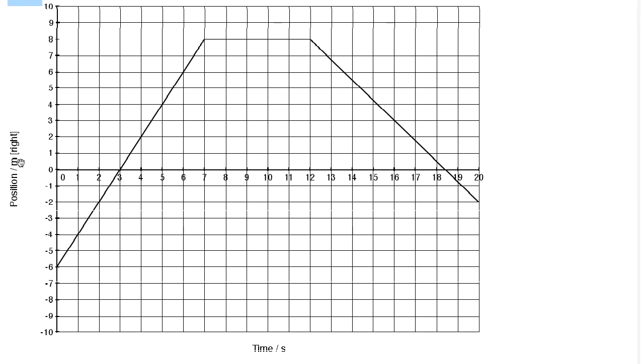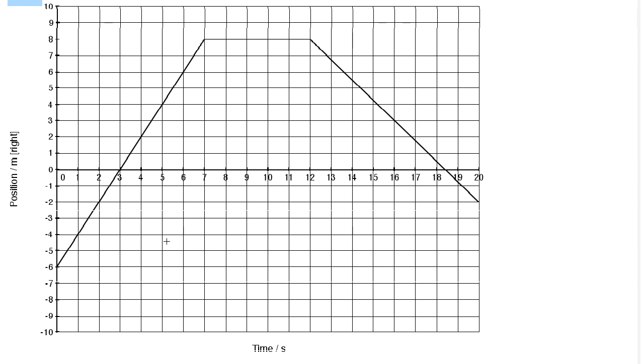Again, position in meters, right is defined as positive here on the y-axis and time on the x-axis. So notice that we start to the left of the origin by 6 meters, travel moving at a constant speed to the 8 meter mark, then hang out there until 12 seconds, and then at 12 seconds start moving leftwards with constant velocity until we reach the negative 2 meter mark at 20 seconds.